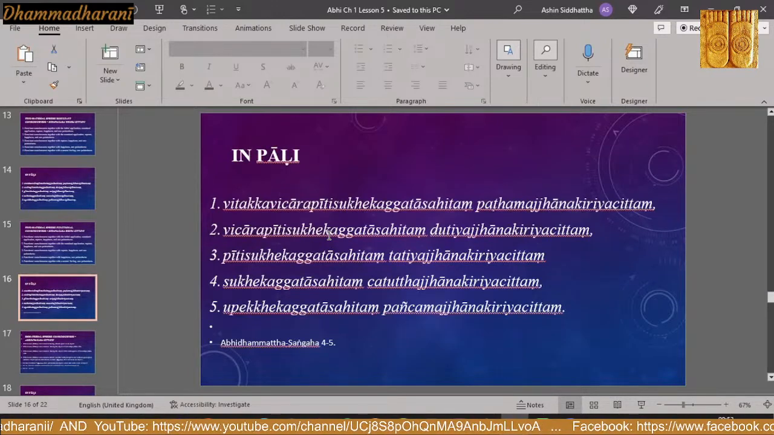First Rūpāvacara Kriya Citta, Vitakka, Vicara, Piti, Sukha, Ekaggata Sahitam, Pathama Jhana Kriya Cittam. Second Rūpāvacara Kriya, Vicara, Piti, Sukha, Ekaggata Sahitam, Dutiya Jhana Kriya Cittam. Third, Piti, Sukha, Ekaggata Sahitam, Tatiya Jhana Kriya Cittam. Fourth, Sukha, Ekaggata Sahitam, Catuttha Jhana Kriya Cittam. The fifth, Upekkha, Ekaggata Sahitam, Pancama Jhana Kriya Cittam. Now I think you are familiar with those Pali terms.